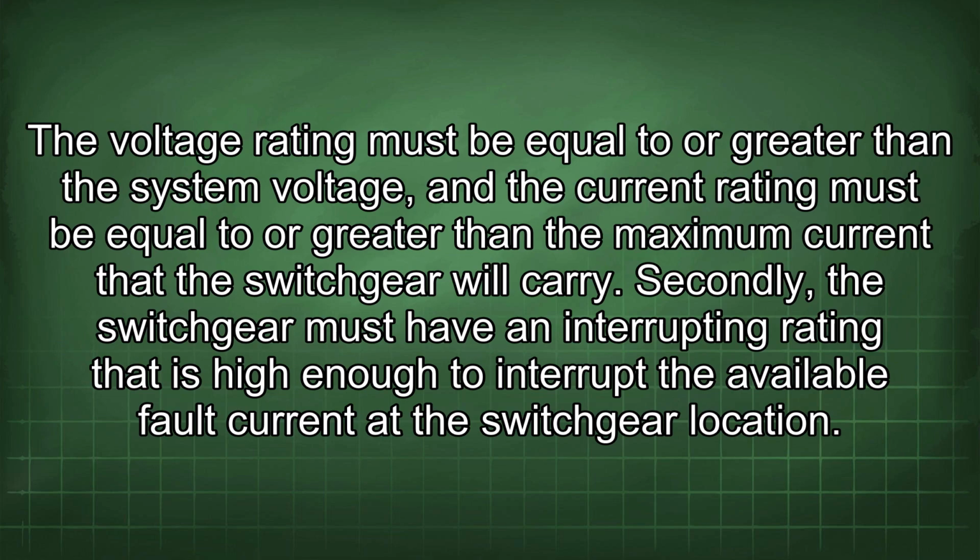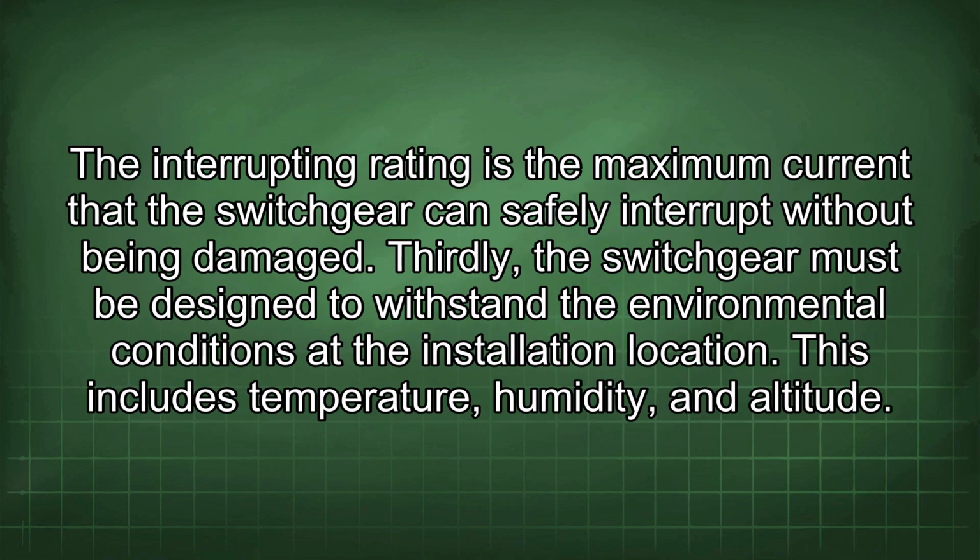The voltage rating must be equal to or greater than the system voltage, and the current rating must be equal to or greater than the maximum current that the switchgear will carry. Secondly, the switchgear must have an interrupting rating that is high enough to interrupt the available fault current at the switchgear location. The interrupting rating is the maximum current that the switchgear can safely interrupt without being damaged.